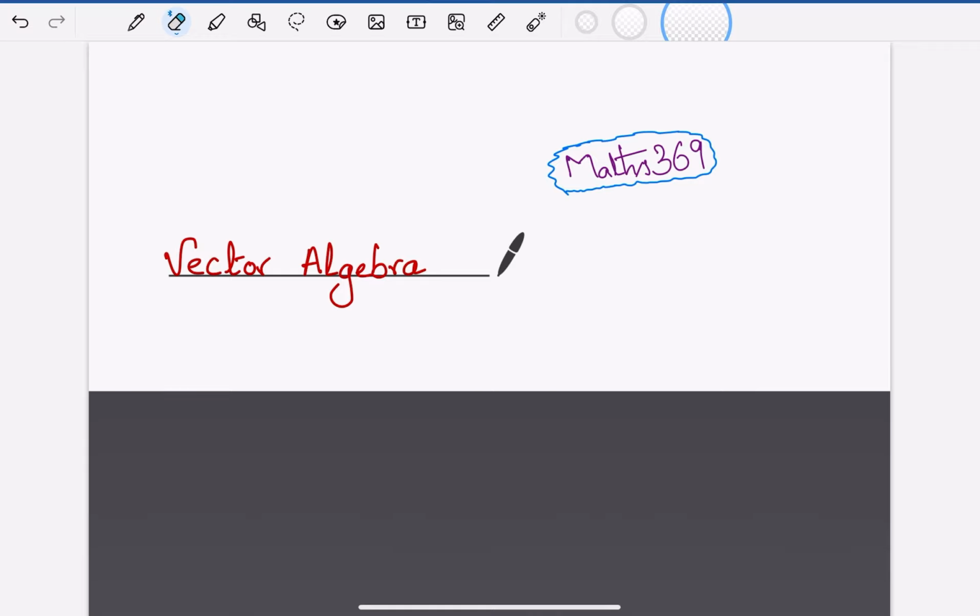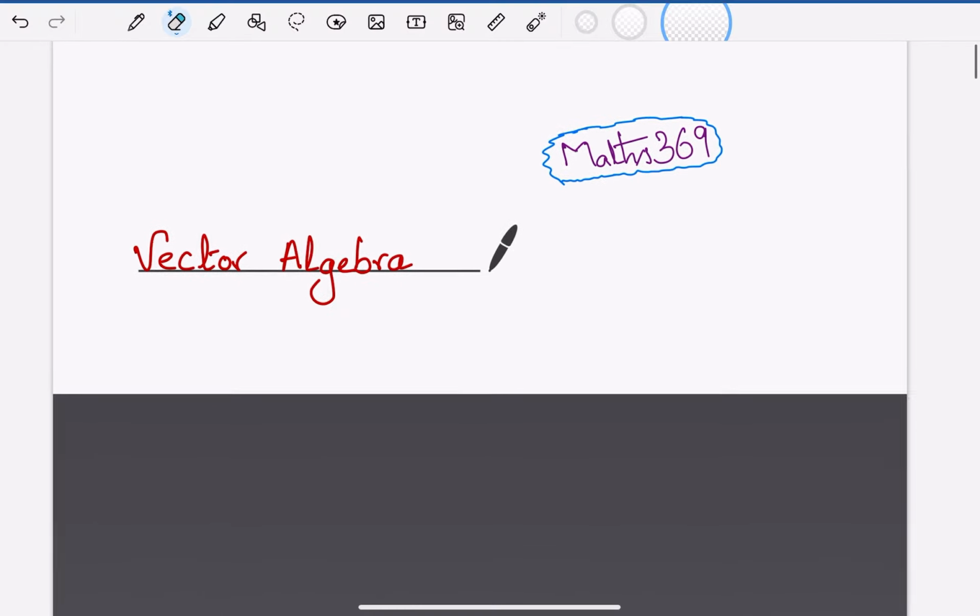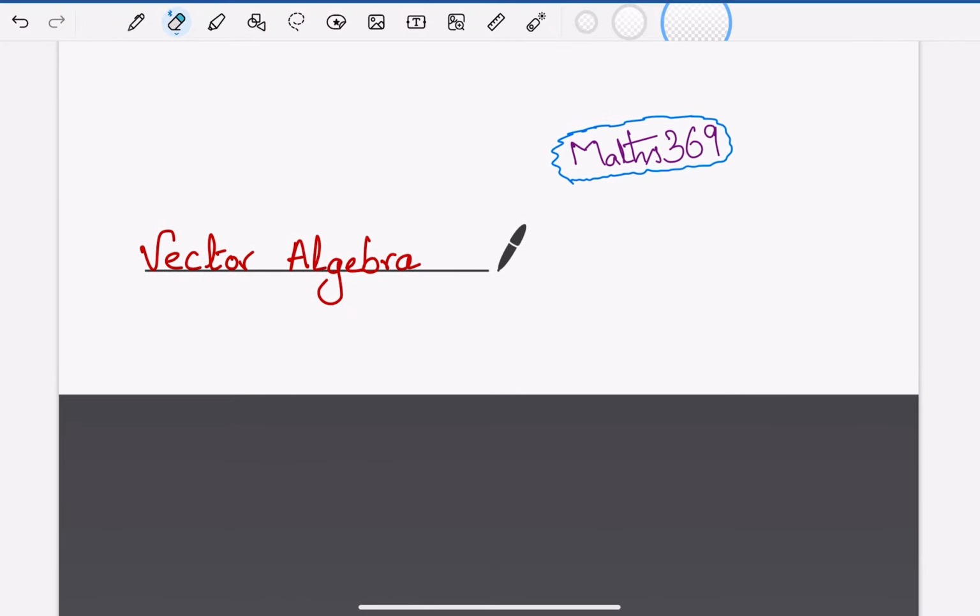Today we are going to discuss vector algebra. This is one of the important topics in JEE Mains. Vector algebra.